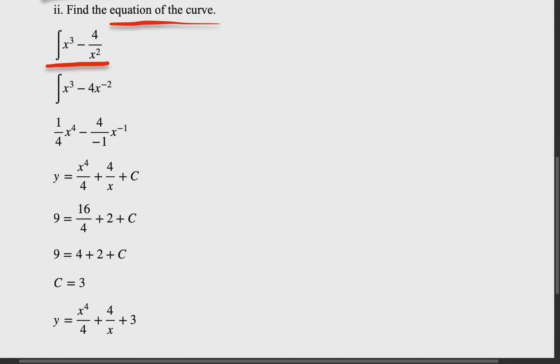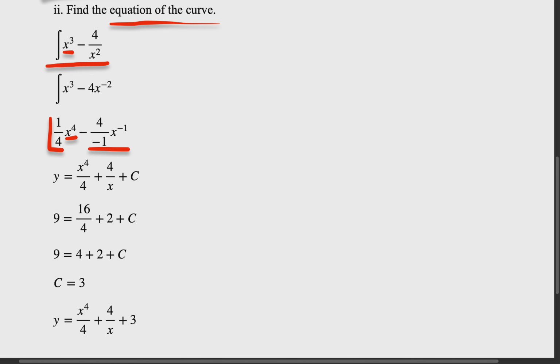For example, for x cubed, we're going to add 1 to its power and divide by the power plus 1 as well. Since the power is 3, we add 1 to it, making it x to the power 4. But since we divide by its own power plus 1, which is 3 plus 1, it becomes 1 by 4 x to the power 4. The same rule applies to negative 4 x to the power of negative 2, giving us the result of 1 by 4 x to the power 4 minus 4 by negative 1 x to the power negative 1.